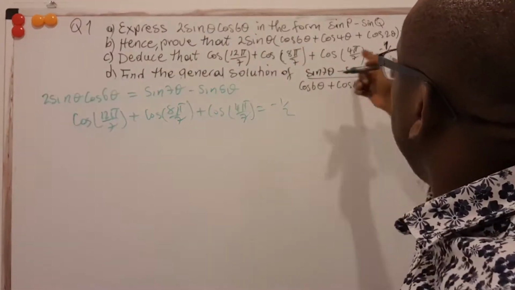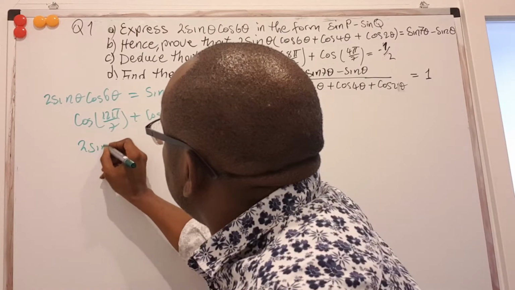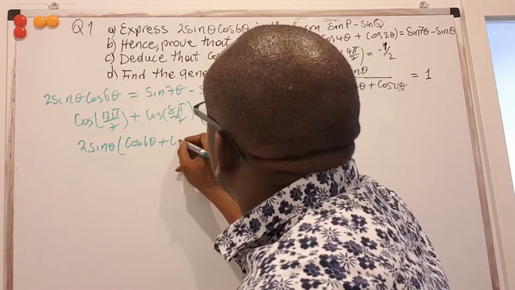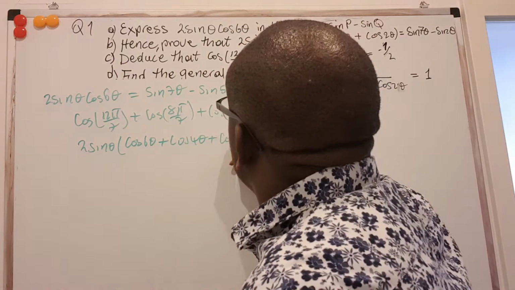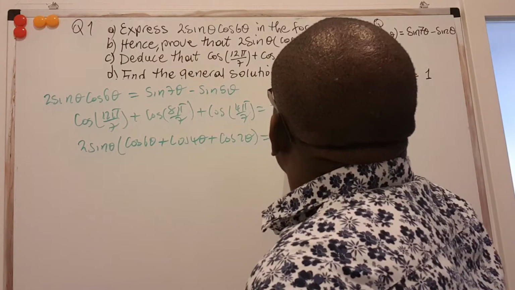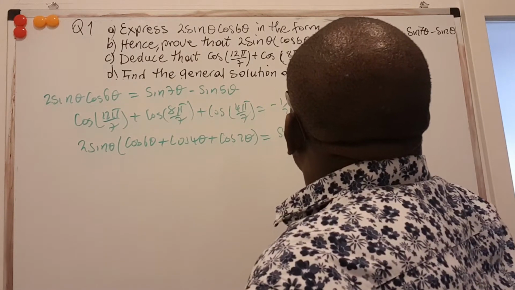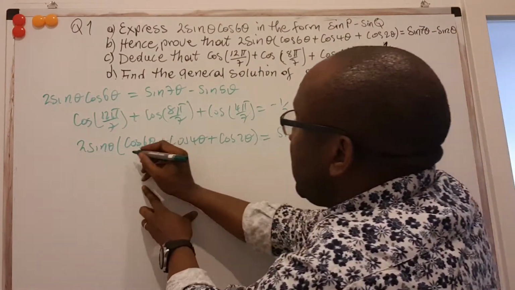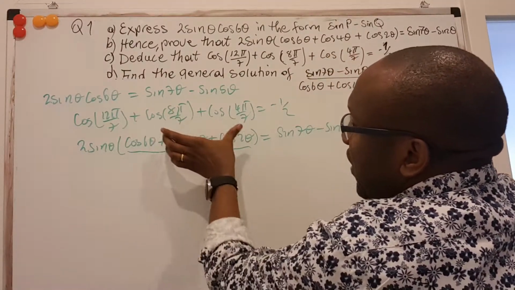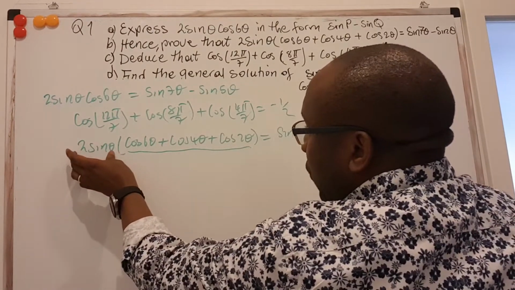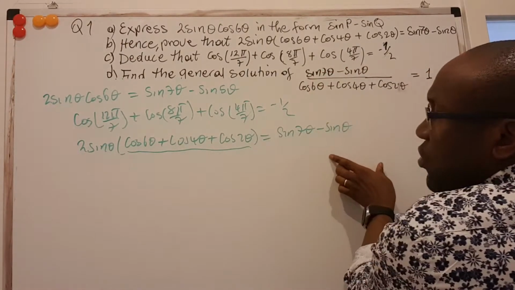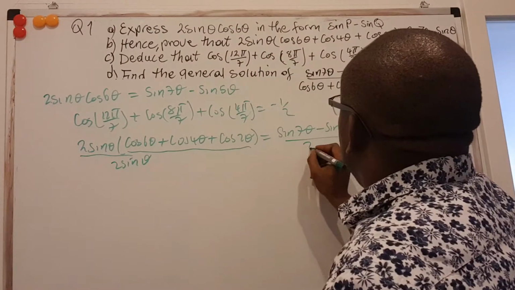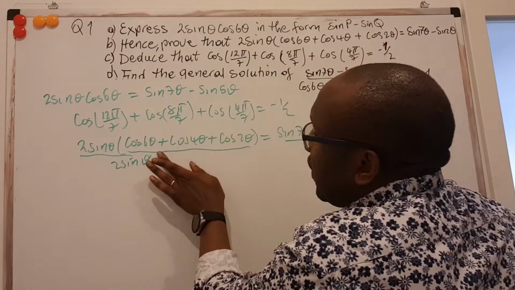From the B part, we already showed that 2 sine theta into brackets cosine of 6 theta plus cosine of 4 theta plus cosine of 2 theta is equal to the sine of 7 theta minus sine theta. If I try to compare this and this one, I see that the only common part is the bracket that looks similar. So this 2 sine theta should not be here. One way I can do that is to divide both sides by 2 sine theta, so if I divide here by 2 sine theta and divide here also by 2 sine theta, then this one goes away.